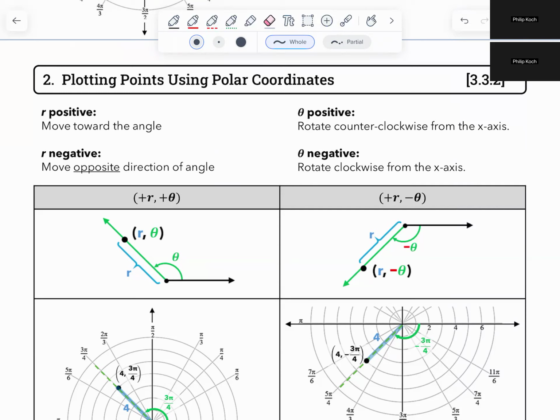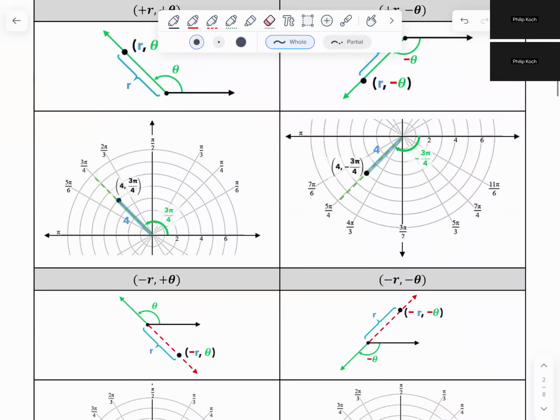If theta is negative, we're going to rotate clockwise, because that's how we draw negative angles. And so the question is, what happens if R is negative? When you're converting from rectangular to polar coordinates, your R value will almost always be positive, but it is possible for R to be negative. And all that means is instead of going out in the positive direction from the angle, you're going to go in the backwards direction.